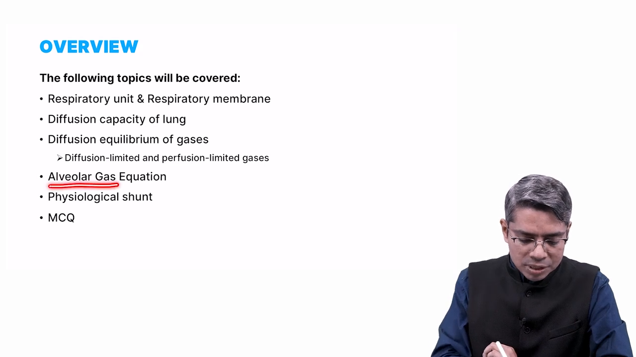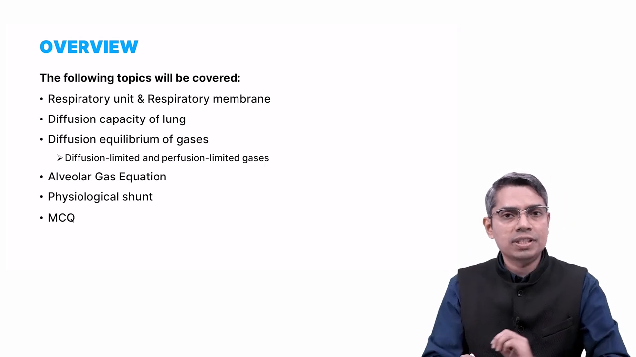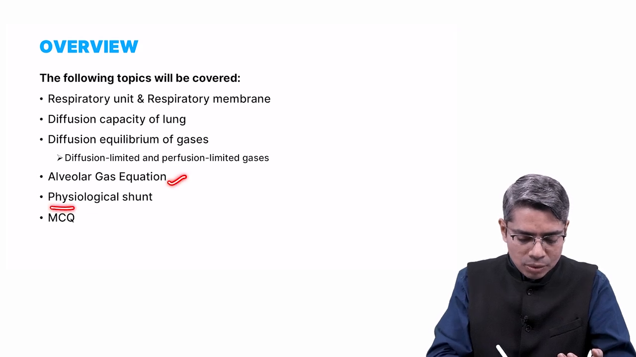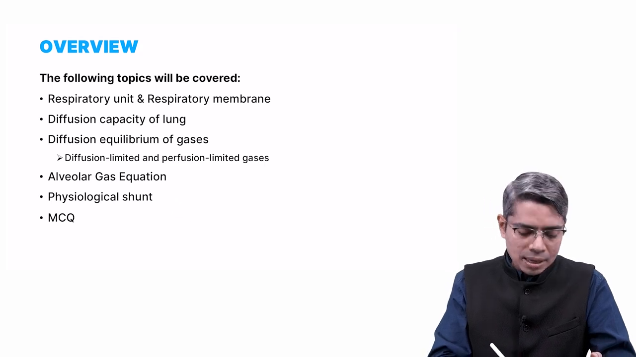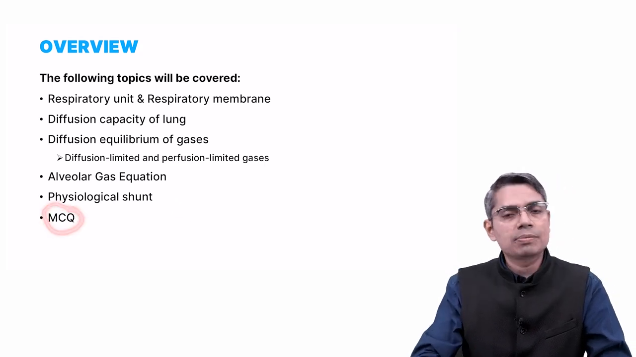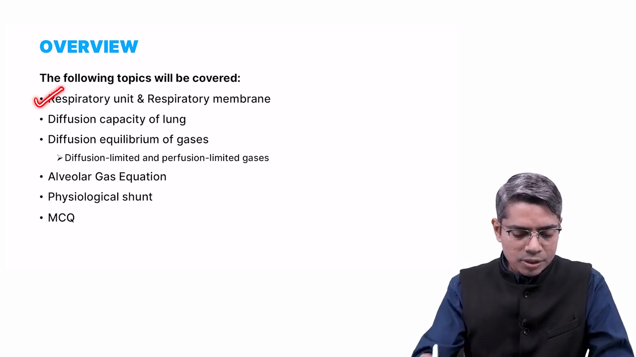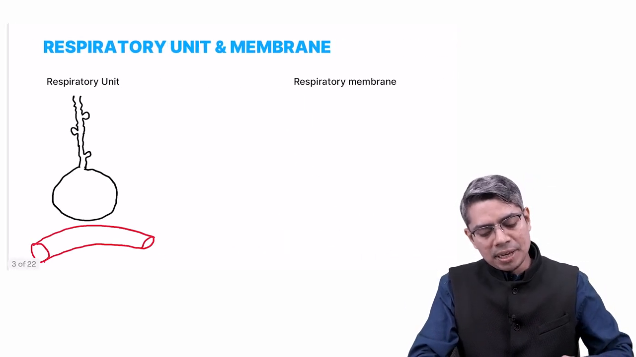And then we are going to discuss the alveolar gas equation, how to calculate the partial pressure of oxygen at alveolar level. And then also we are going to discuss the physiological shunt at the level of lung, and at the end of the session we are going to discuss a few MCQs. So this is our plan. Now let's start with the first topic, that is respiratory unit and respiratory membrane, right?